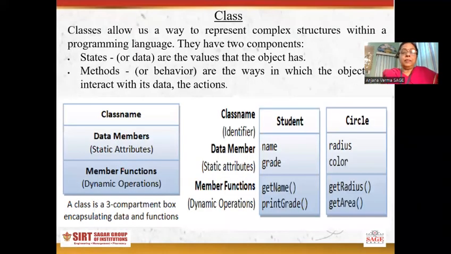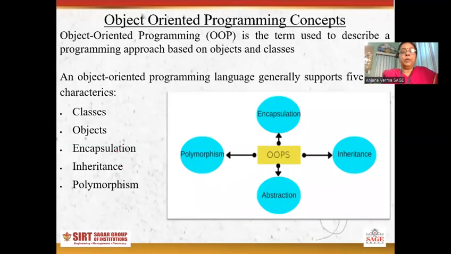The last 3, encapsulation, inheritance, and polymorphism, you can say are the properties or pillars of the object-oriented concept. And objects and classes are the tools where we use these properties.